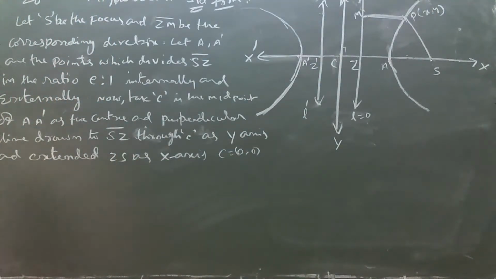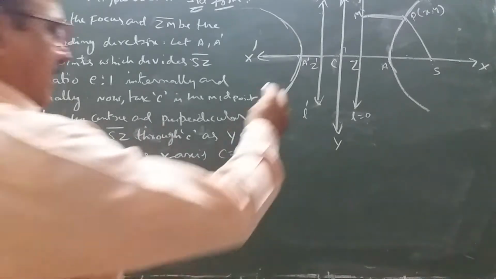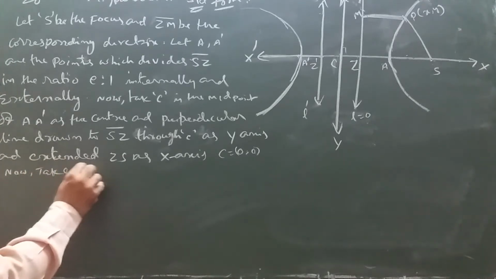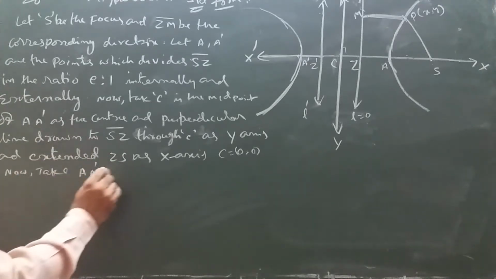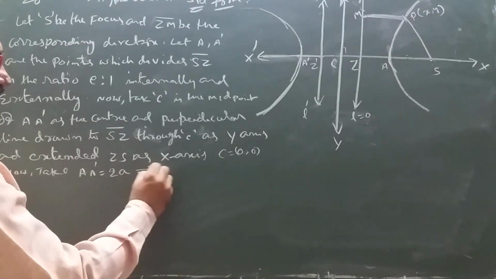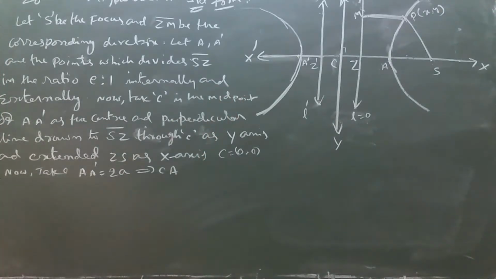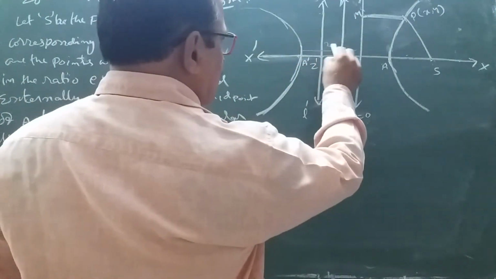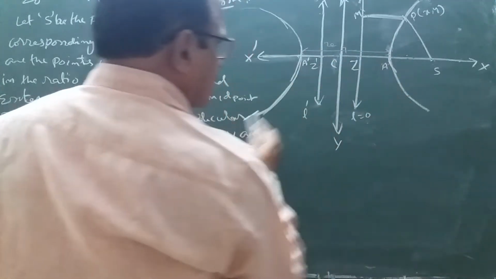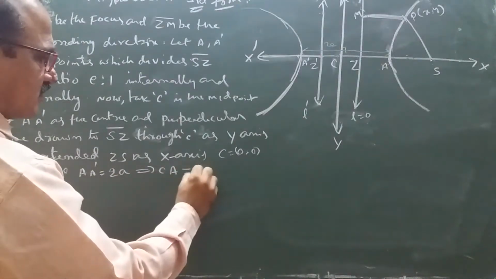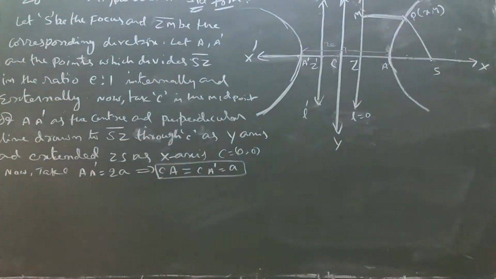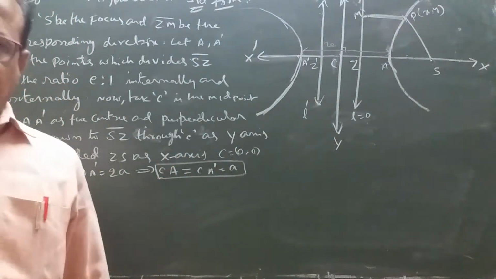Now, C is the midpoint, and this length A A dash is 2a. So CA dash is equal to CA is equal to a. It implies CA is equal to CA dash is equal to a. We have to use this relation in further proof.